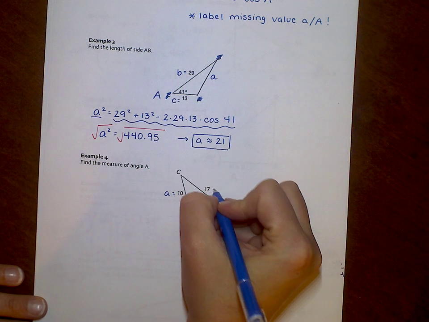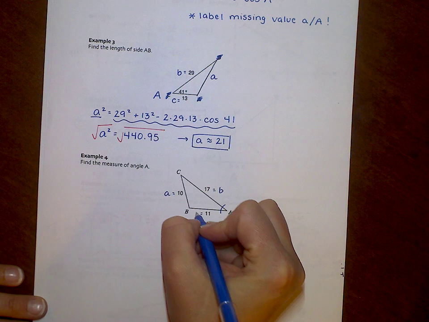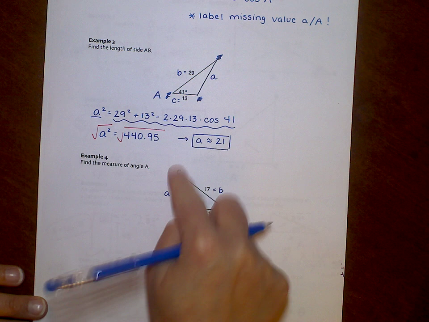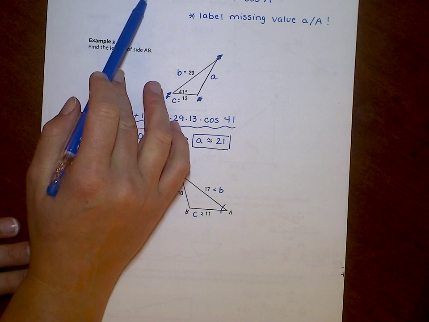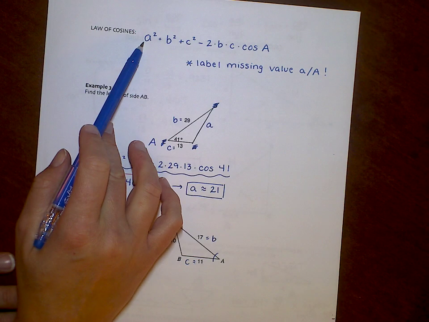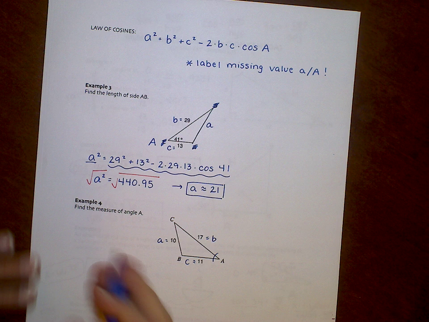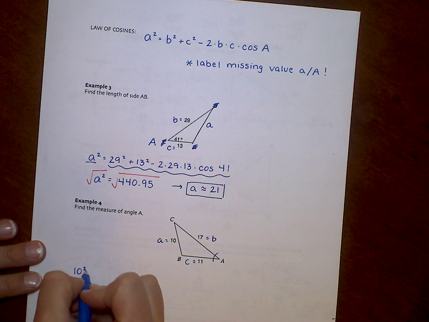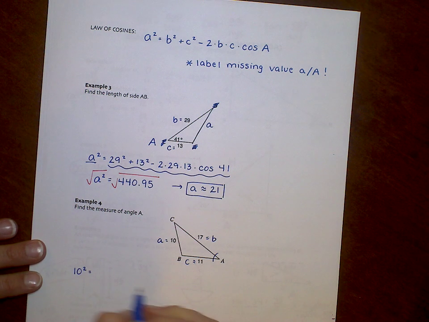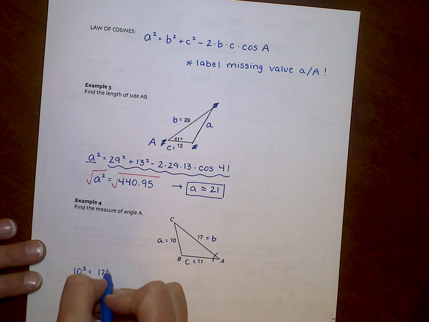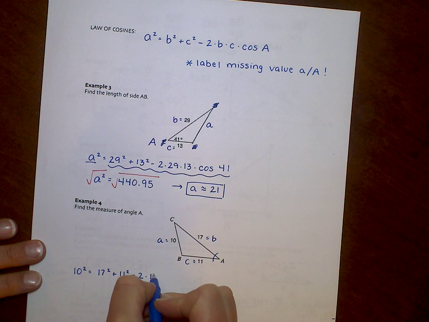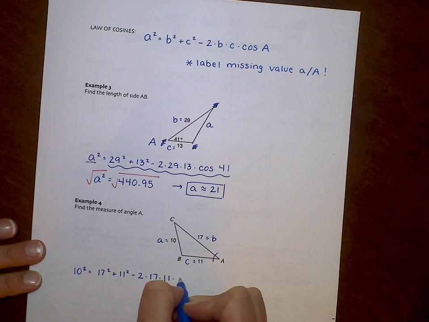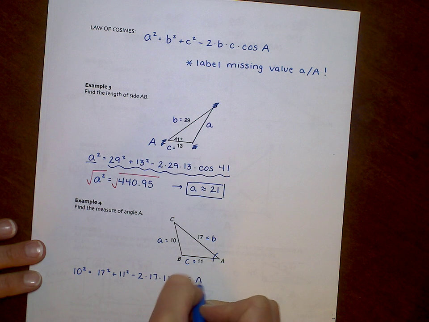The other two are B and C, and it doesn't matter which is which, although because these are already labeled B and C, it would be nice to kind of keep those across from each other, but mathematically that won't make a difference. Okay, so this time filling into my formula, I know this value for A, the lowercase a. I know my side A is 10, so I'm going to put 10 squared equals, let's see, 17 squared plus 11 squared minus 2 times 17 times 11 times cosine of angle A.